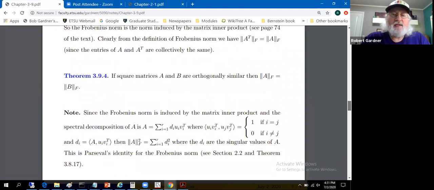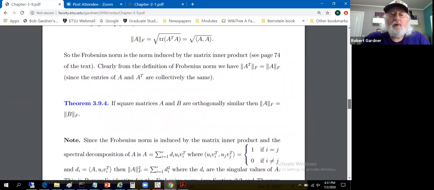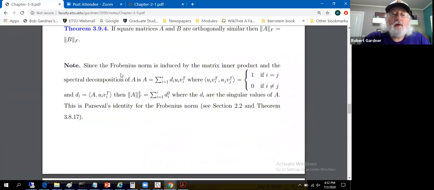When A and B are orthogonally similar, we can also look at the Frobenius norm in terms of spectral decompositions. Since the Frobenius norm is induced by the matrix inner product, and the spectral decomposition of A can be written in this form, where this came from orthogonal matrices. Remember, a spectral decomposition allowed us to introduce these spectral projectors, and they satisfied an orthonormality condition.